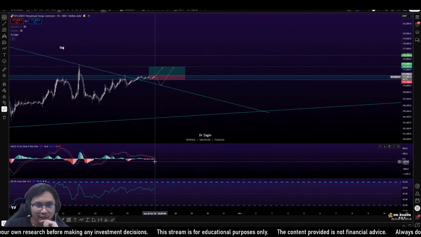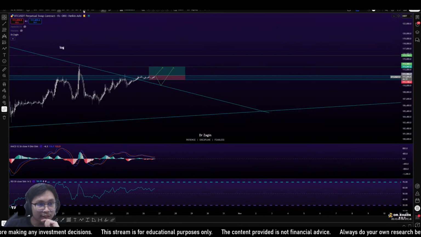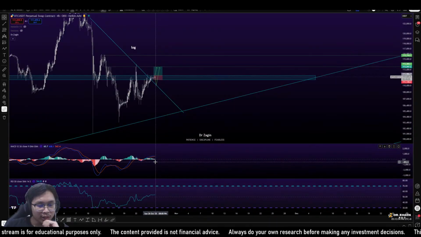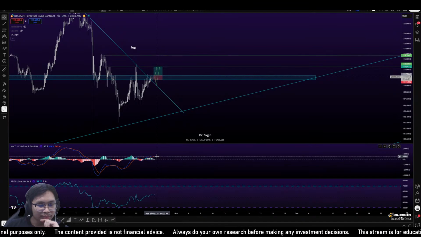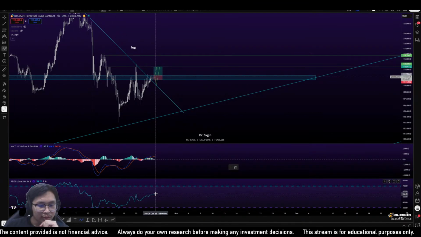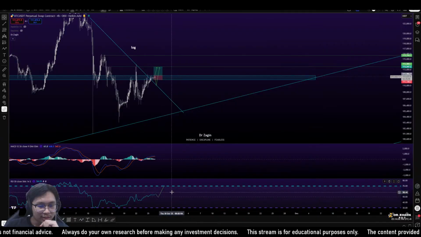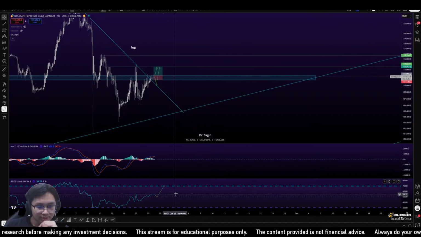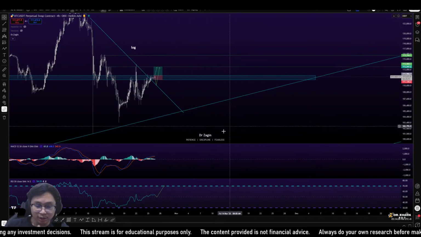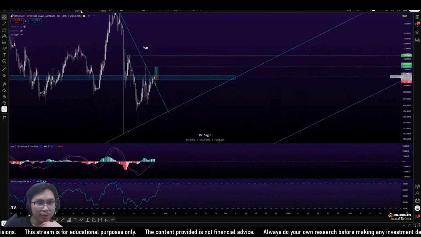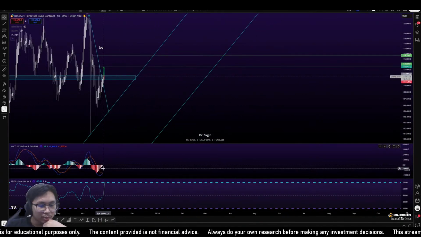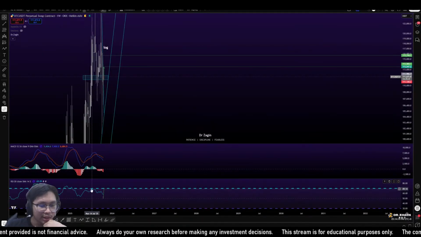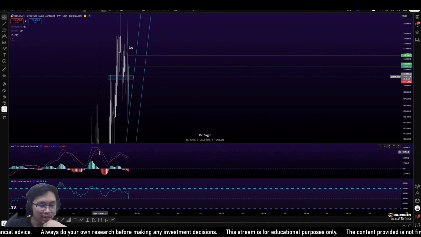MACD, it's weakening. 4 hours, let's check 4 hours. Weakening to sell short. Wait for this bounce. If it bounces, RSI bounce on the 50 level, that's a good entry. If it bounces, wait for confirmation. 1 day is bullish, 1 week still bearish, but RSI is above 50 level.